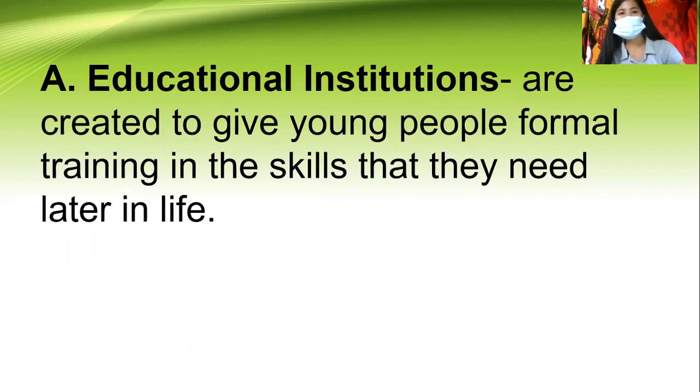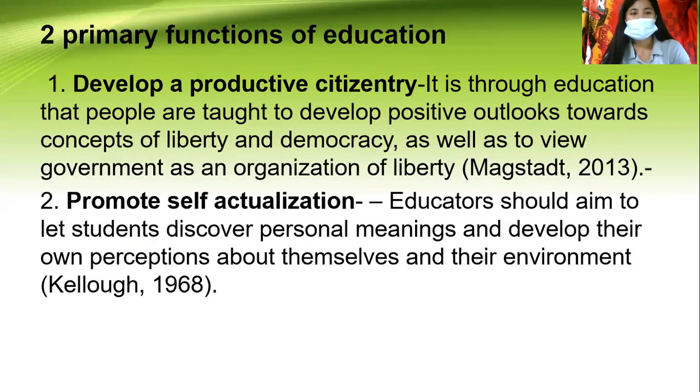So when we say educational institution, it is created to give young people formal training, the skills that they need later in life. For example, in the future, when you apply for a job, educational attainment is very important. Education has two primary functions. The first one is to develop a productive citizenry, and the second one is to promote self-actualization.